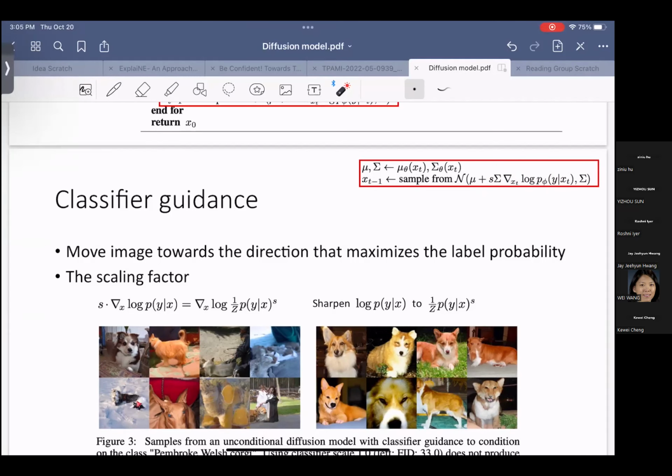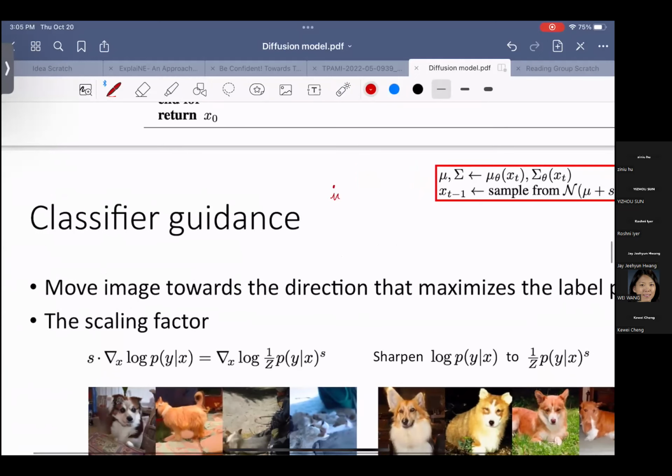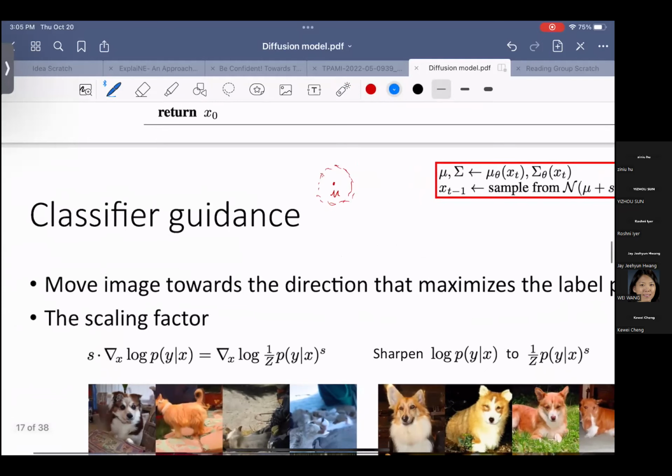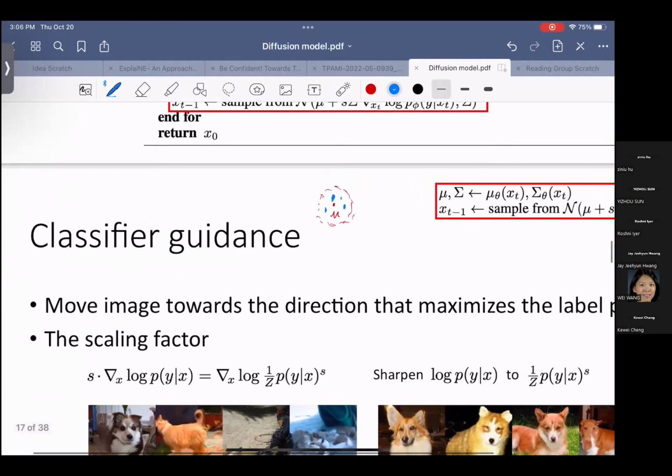So we can actually also draw it a little bit here. Let's say originally you have the mean here, and then it's probably a normal. Let's say this is just the first standard deviation. When you draw from this normal, you probably pick some points here, some points here, right? When you do the sampling. Imagine this is a high dimensional space, a space that has the same dimension as your image. So the diffusion model will give you all these blue points, right?